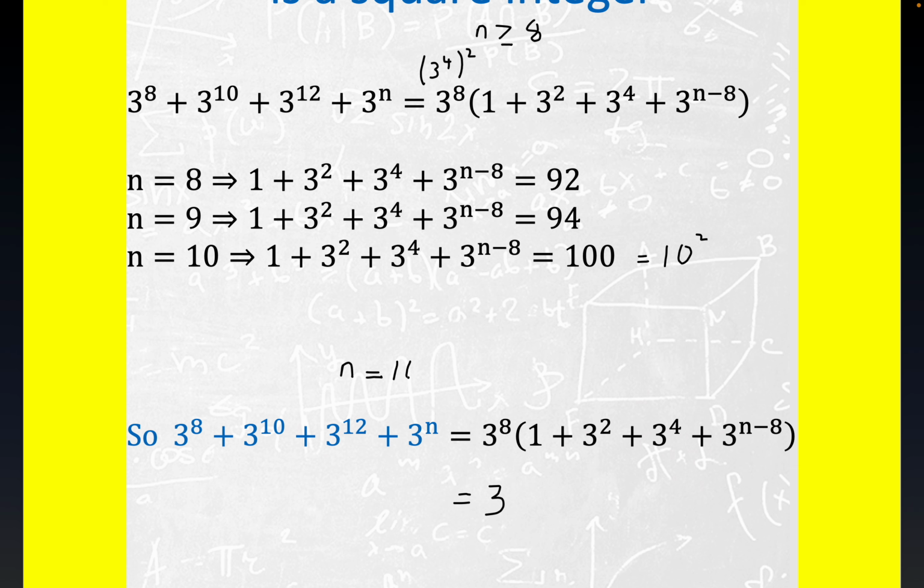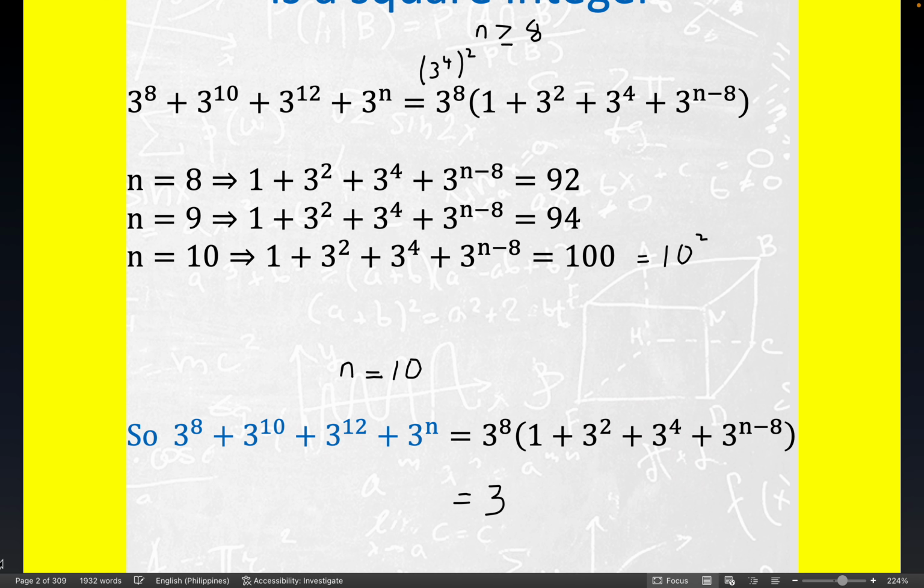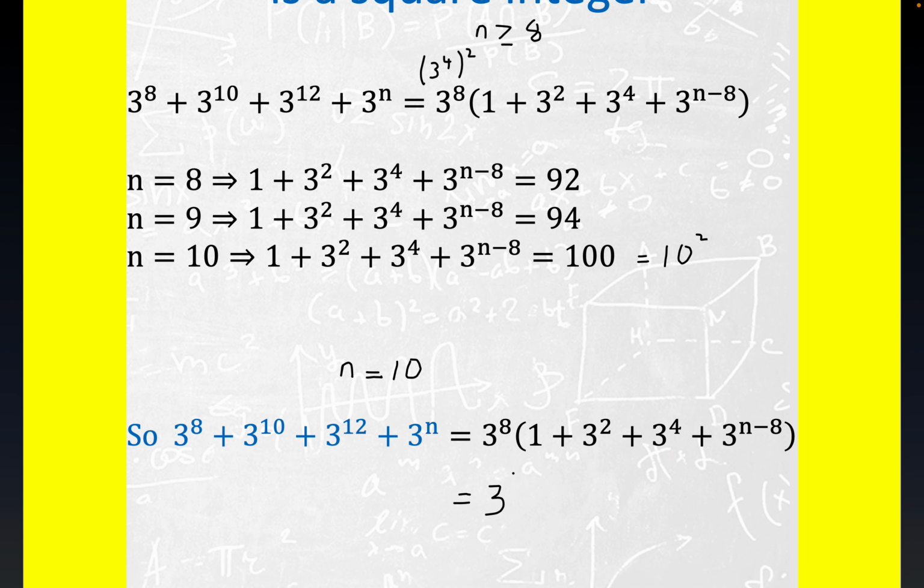I don't know if there's any others, really. There's bound to be some more perfect squares in this list. I'm not sure how to determine that, though. But this would be 3 to the 8th. We've already seen that this part right here is times 10 squared, right? And so this is equal to 3 to the 4th times 10, quantity squared. All right, so it is a perfect square because it's equal to this thing squared.